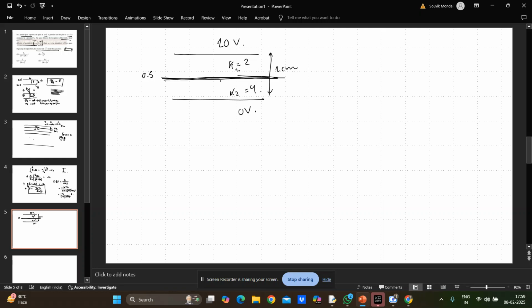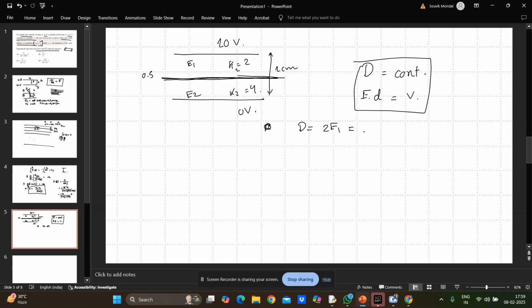Okay, so just do as I say. The concept will be the same. D is continuous. And the next thing is integral of E dot dl is equal to V. These two things are the primary things. So D is continuous, right? Suppose in this medium the electric field is E1, in this medium the electric field is E2. That means D is equal to 2E1 is equal to 4E2, right? So E1 is equal to 2E2.